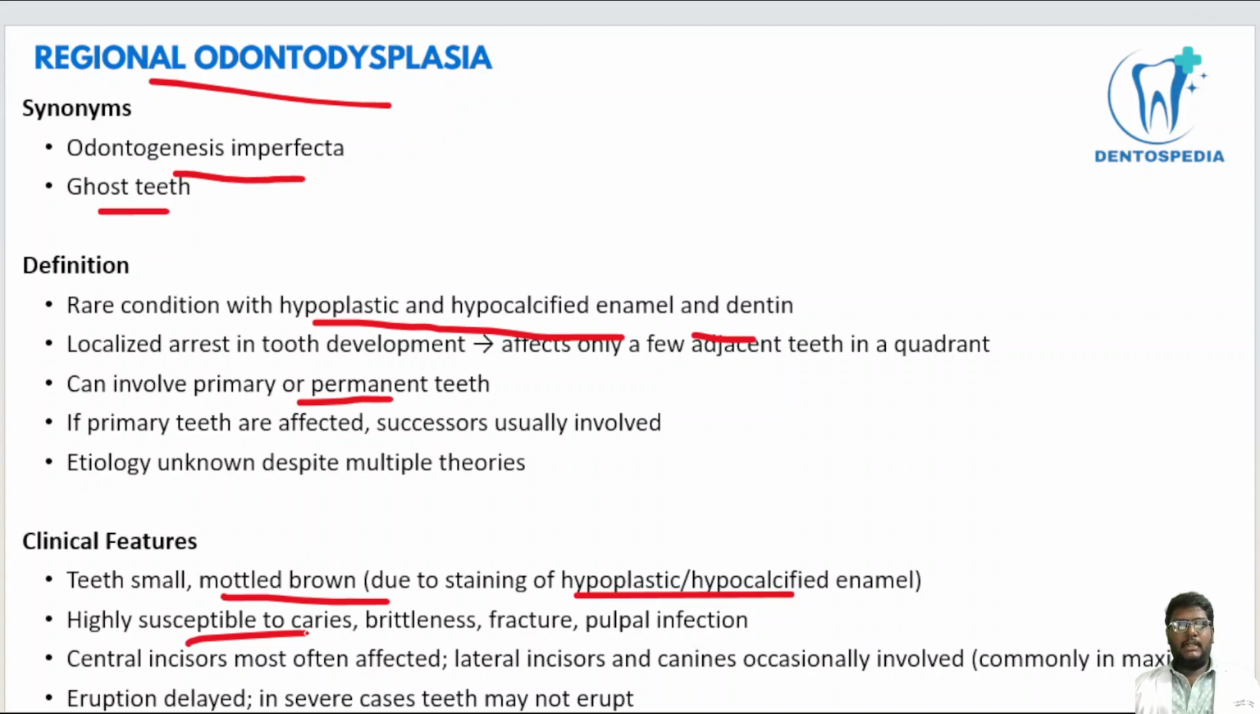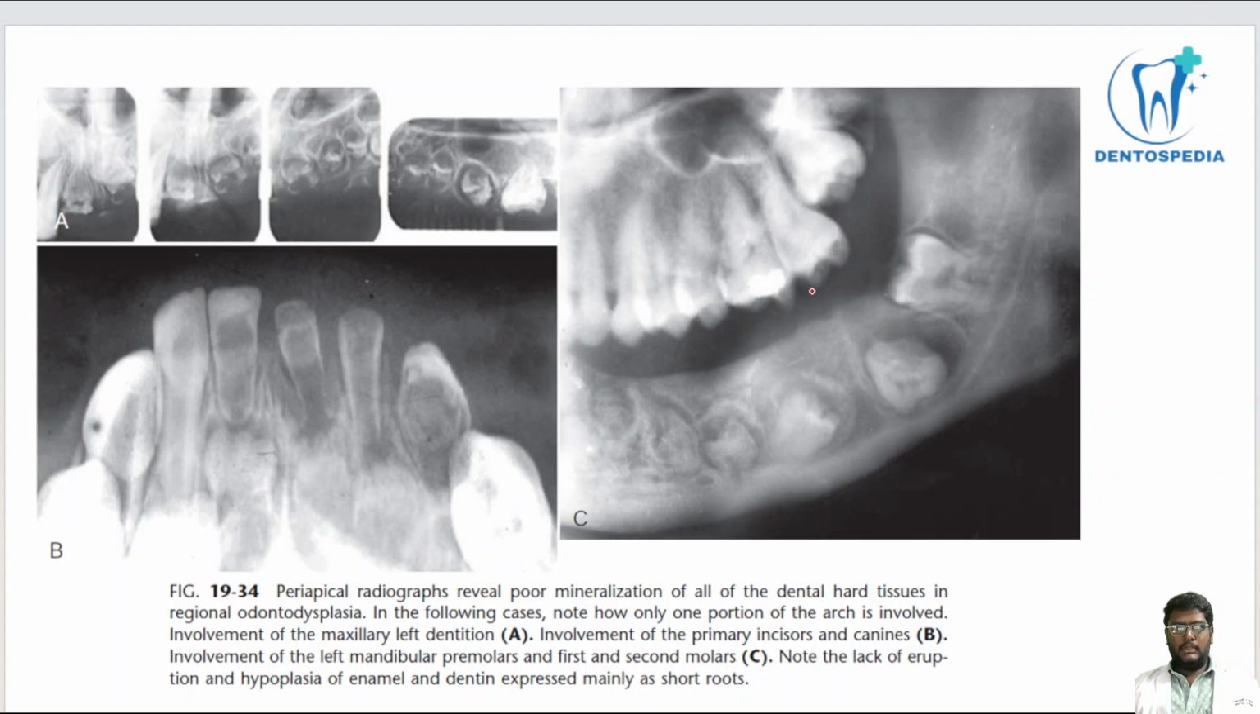So far we have discussed, right? Amelogenesis imperfecta has caries resistant teeth. This is an important MCQ, and here you can see multiple ghost teeth.